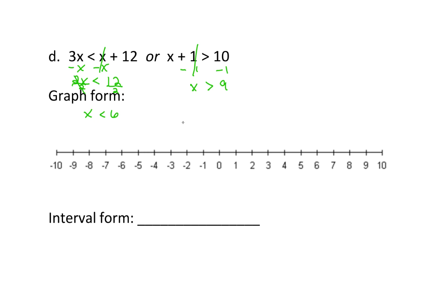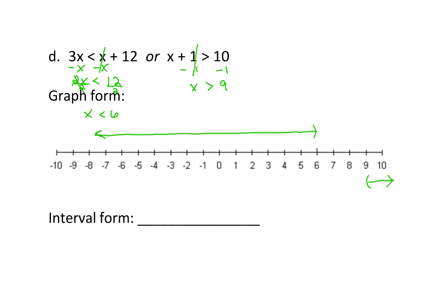So I have x is less than 6. We're using a parenthesis because it's just less than, not less than or equal to. And so it's all the stuff to the left. And then x is greater than 9, so we start at 9 and we go to the right. That means anything that's in either line is going to be part of my graph.